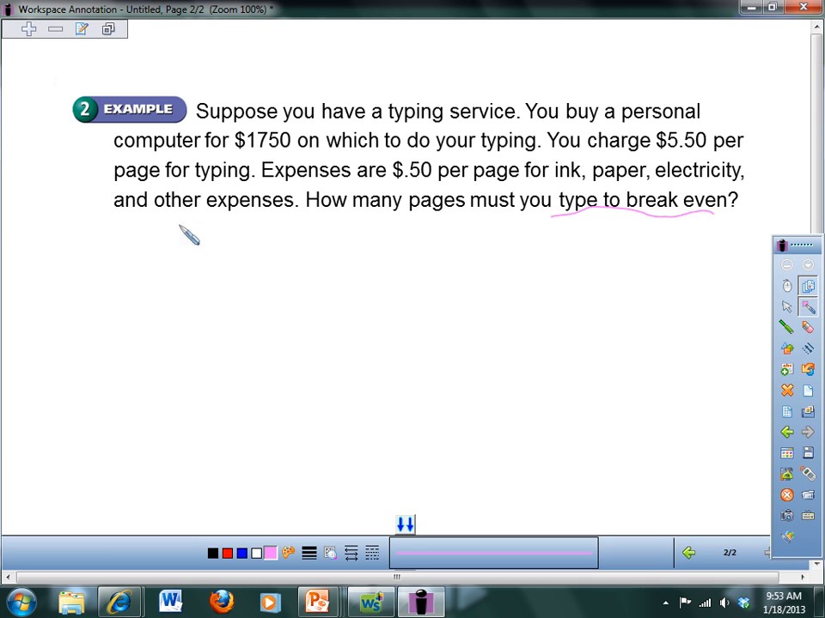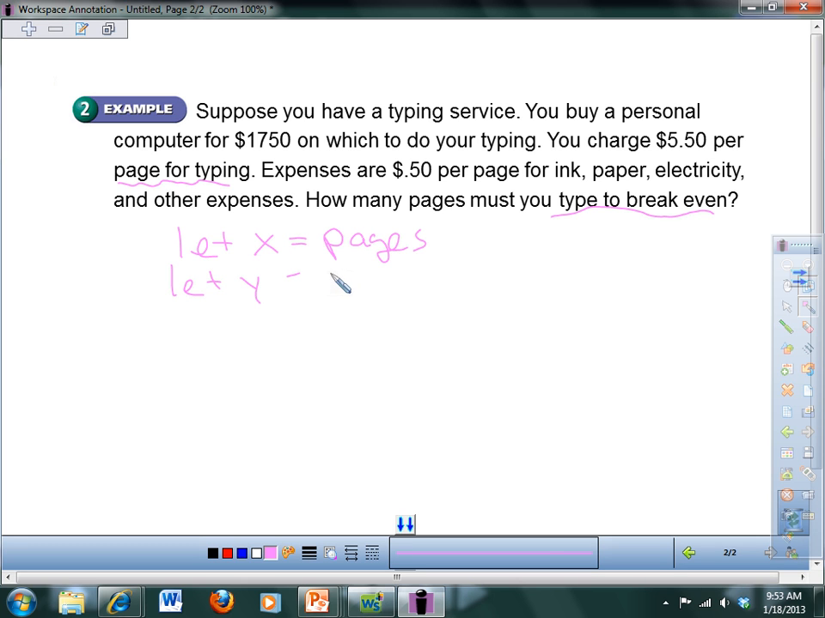Okay? So let x equal, what should I let x equal? It says, let x equal the items being sold. So what's being sold in this case? Pages. Yep. Just pages in this case. Okay? Let x equal the pages. Let y equal the amounts earned.